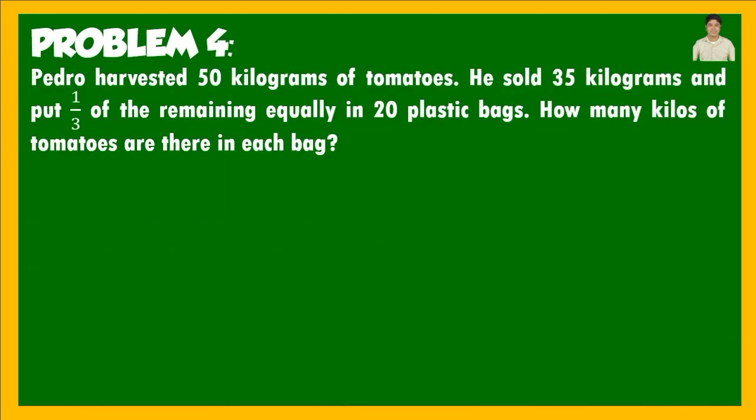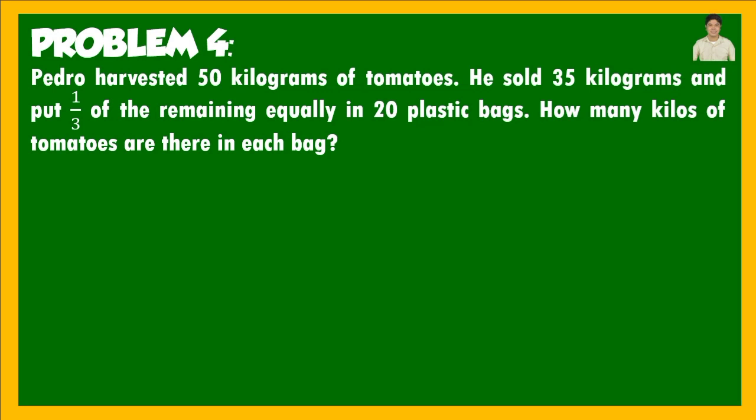So, let's have the last problem. Pedro harvested 50 kilograms of tomatoes. He sold 35 kilograms and put 1/3 of the remaining equally in 20 plastic bags. How many kilos of tomatoes are there in each bag?